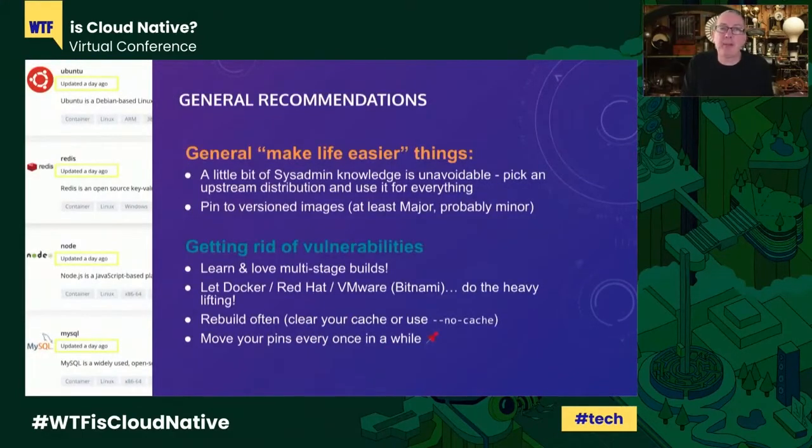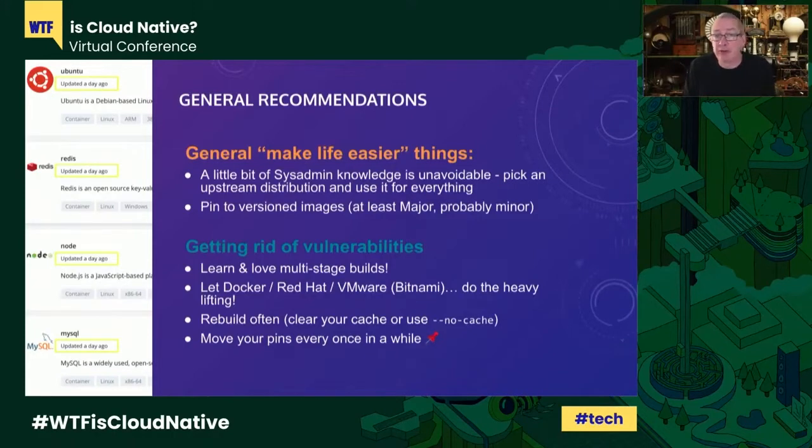So in terms of choosing our base images, here are some general recommendations. Trust an upstream provider to do the heavy lifting and the vulnerability fixing for you. They have much bigger teams working on this stuff, and so they're much more likely to be fixing things quickly. Pin your apps to versioned images, at least major, probably minor, and that way the ground's not going to shift under you in the future. Learn to love multi-stage builds, so you can use slim images in deployment whilst you still take advantage of that proven combination in your build process.